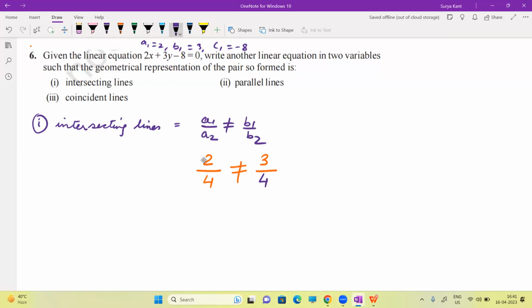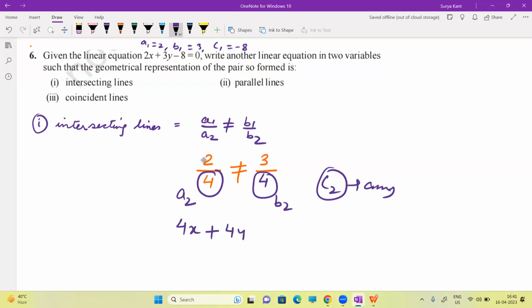So this is 4, this is A2. This is B2. B2 you can write anything except 6. And C2 can be anything you write. Any, okay, no problem at all. So what is the equation here? 4x plus 4y plus 3 is equal to 0. You can write in this way.